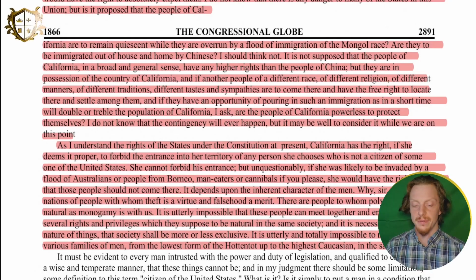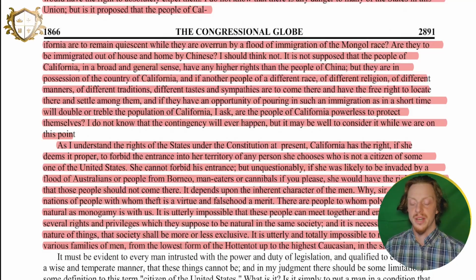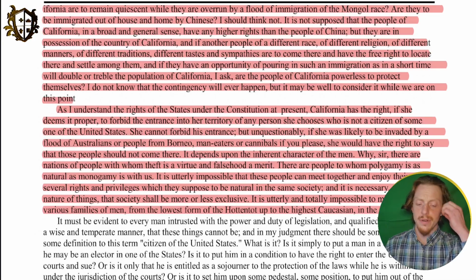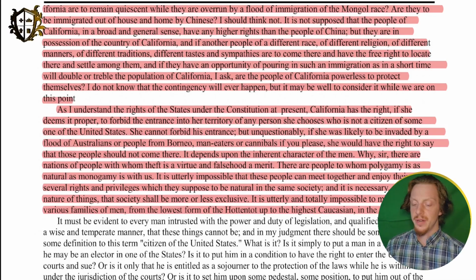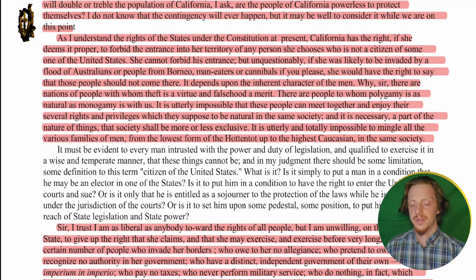And if another people of a different race, of different religion, of different manners, of different traditions, different tastes and sympathies are to come there and have the free right to locate there and settle among them, and if they have an opportunity of pouring in such an immigration as in a short time will double or treble the population of California, I ask, are the people of California powerless to protect themselves? I do not know what the contingency will ever happen, but it may be well to consider it while we are on this point. As I understand the rights of the states under the Constitution at present, California has the right, if she deems it proper, to forbid the entrance into her territory of any person she chooses who is not a citizen of some one of the United States.